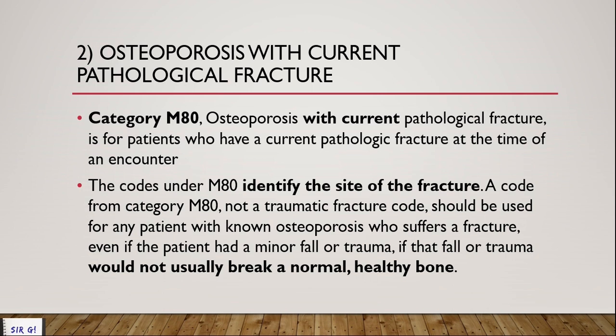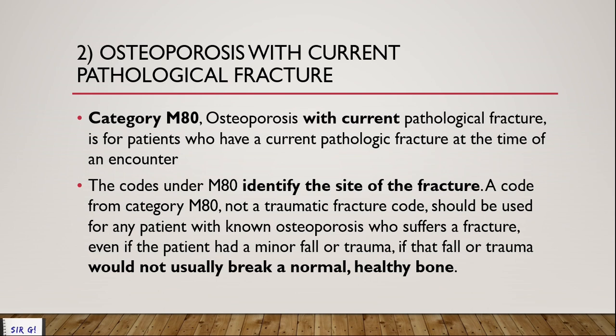If the patient has a known osteoporosis and suffers the fracture, like if the patient had a minor fall or trauma, and that fall or trauma would not usually break a normal healthy bone, you will still need to code M80. The common example here, because we are talking already about minor fall or trauma: remember, if it's a fall or a trauma, that should be coded in your chapter 19, correct? Because it's a fall or traumatic injury or traumatic fracture. But for M80, we're just talking about when to use M80.